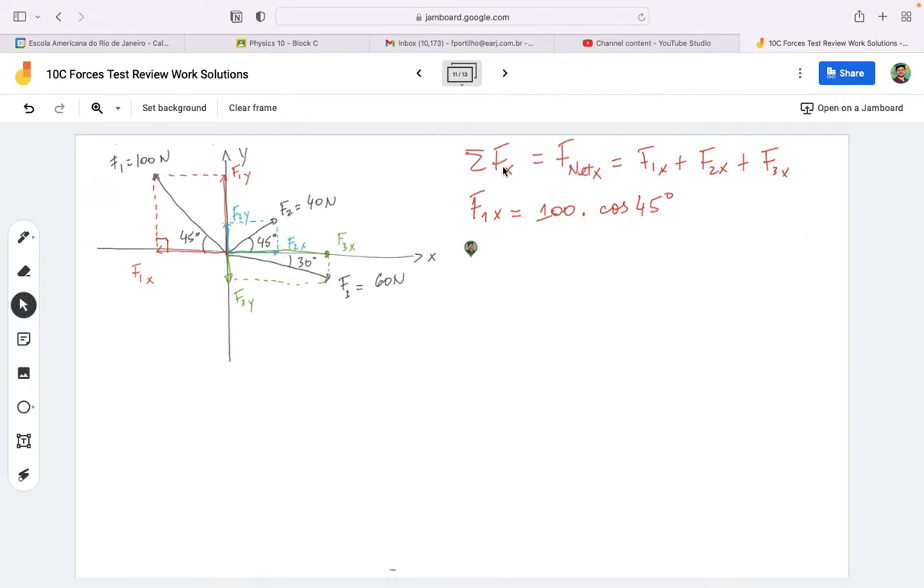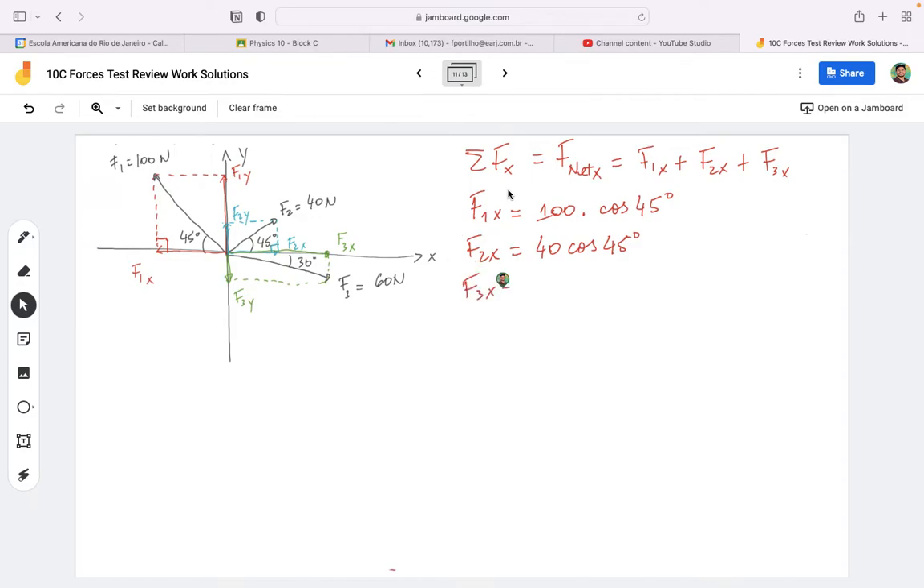So then we're going to do the same for F2. Here is a right triangle such that 40 is the hypotenuse and F2x is the adjacent. So then we have 40 cosine of 45. Remember that F2 is adjacent to 45. So adjacent resembles cosine, so hypotenuse times cosine gives you the adjacent.